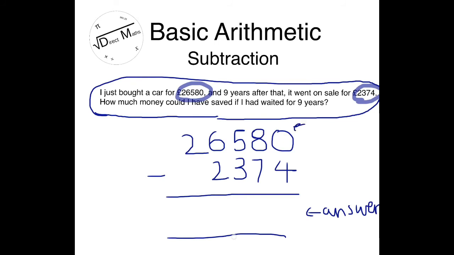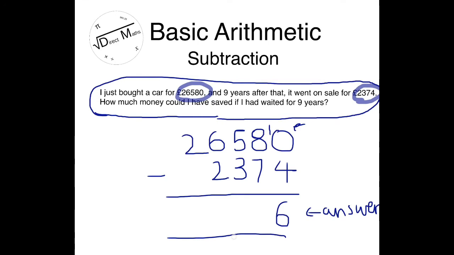So this first column, 0 minus 4. But wait. That doesn't add up. You can't take 4 away from 0. Well, in this context, we're just going to have to pretend that instead of a 0, it's a 10, and there's a 1 next to that 0. So 10 minus 4 is 6.